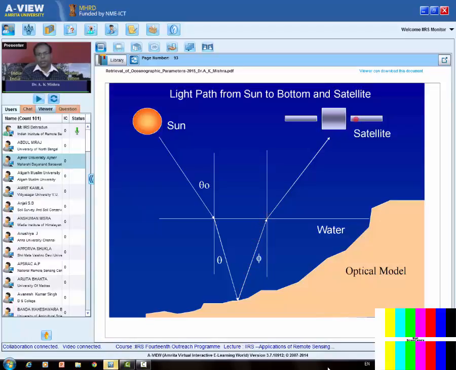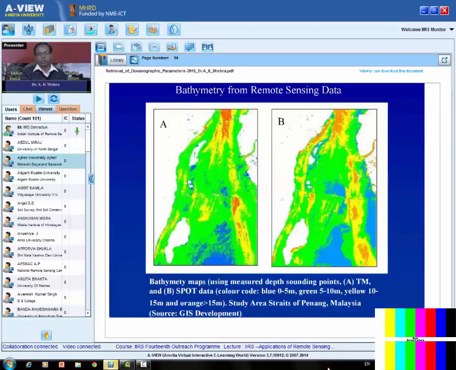Then the water leaving radiance reaching the satellite sensor you will know. So inverting those things, you can find out the depth Z of the water. This is an analytical model, but this method will not work in highly turbid water. It will work in clear to moderately turbid water, where the light should touch the ocean bottom.